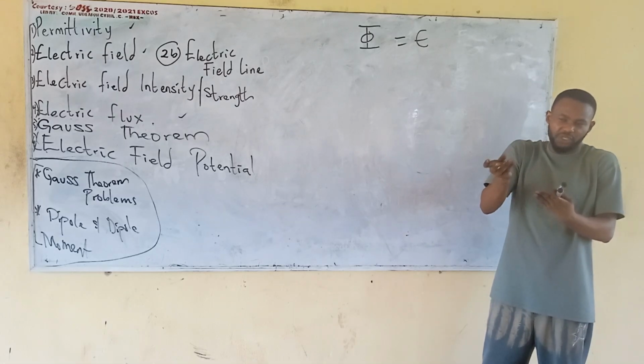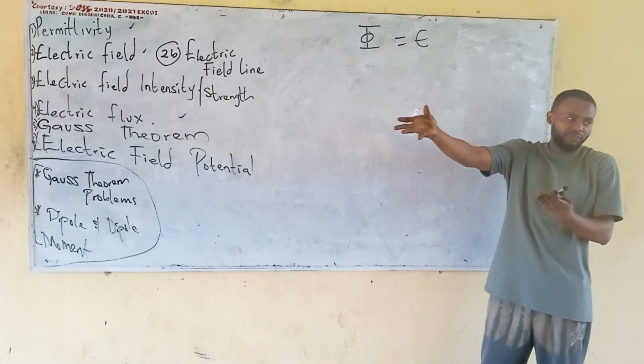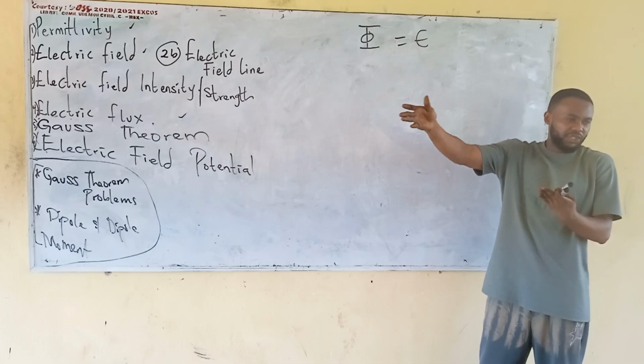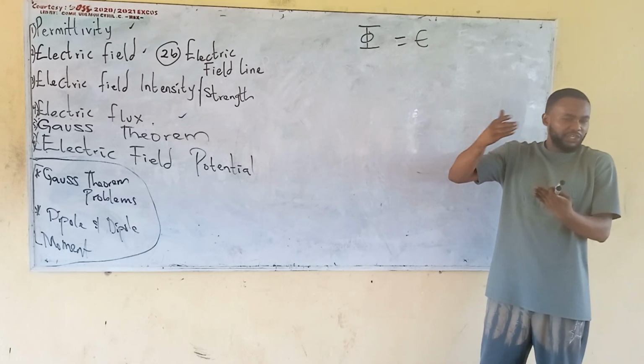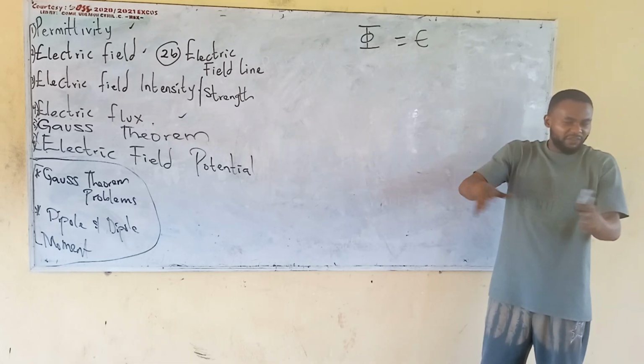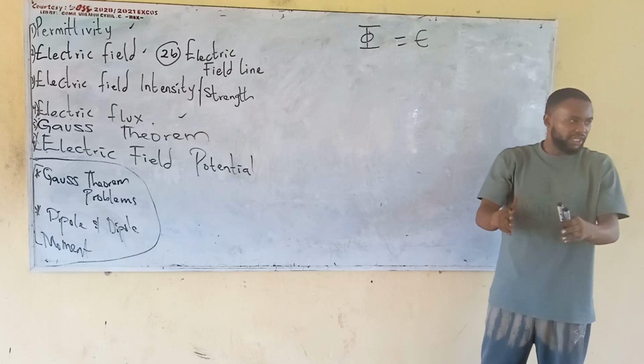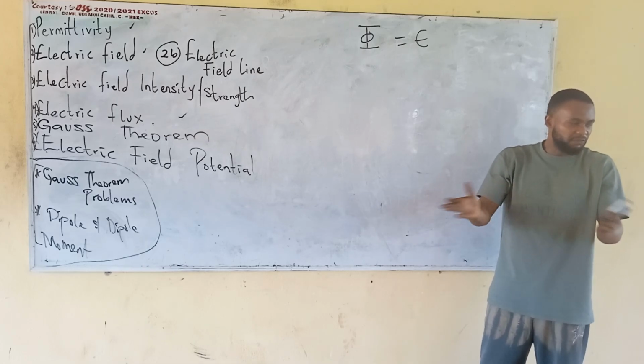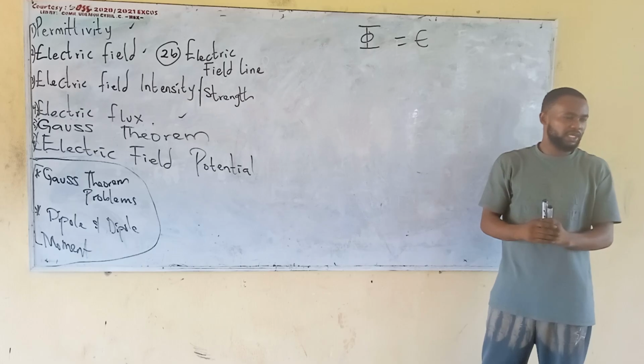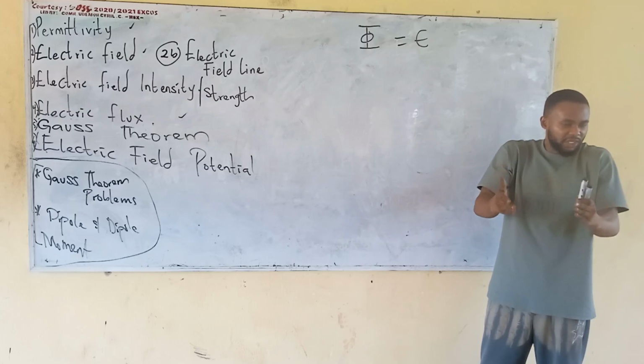It's just that electric field intensity describes the electric field. It's telling you what is happening there. So electric field flux is simply saying how much of the electric field intensity is in a given area, or a given surface, or a given volume. That's what electric flux is. How much of it is in a given area?